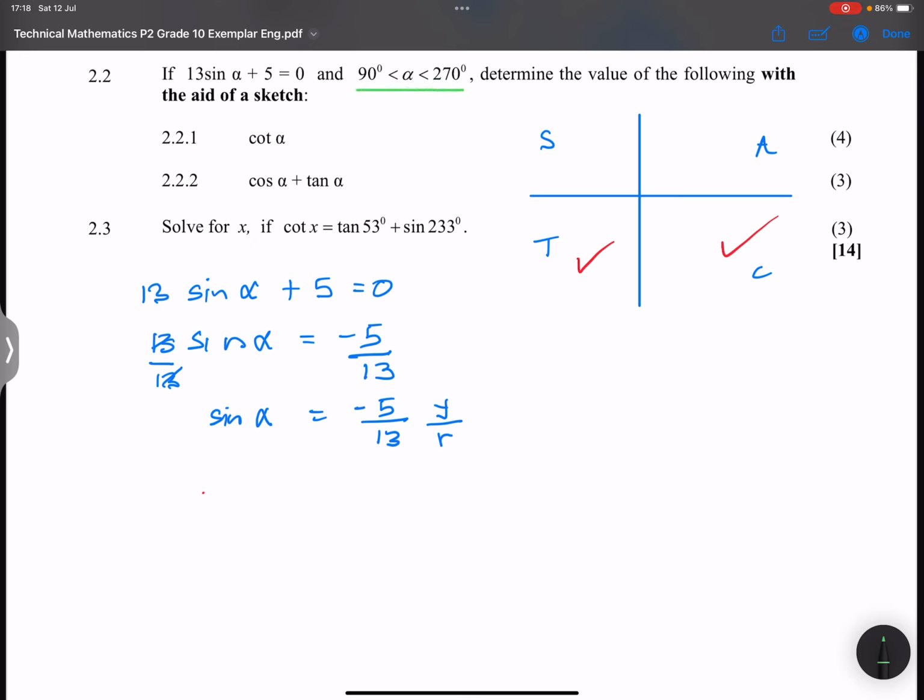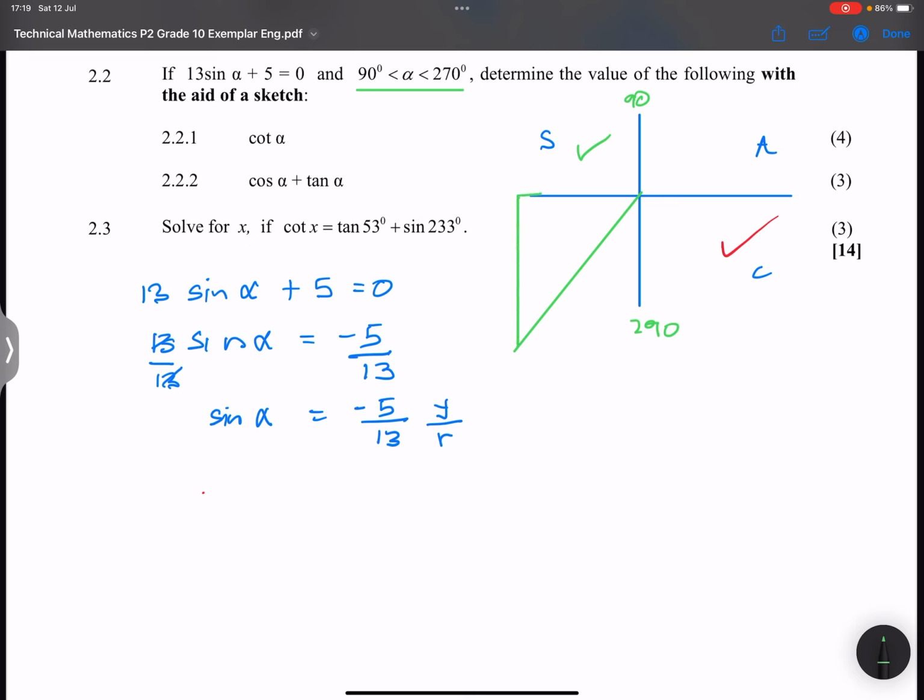Now, I usually use what I call the two tick method. In this case, they said this angle alpha must be between 90 degrees and 270 degrees. Here's 90 and 270, so alpha must be between those two quadrants. So where do I have two ticks? Absolutely in the third quadrant. So that's where my triangle is going to be.